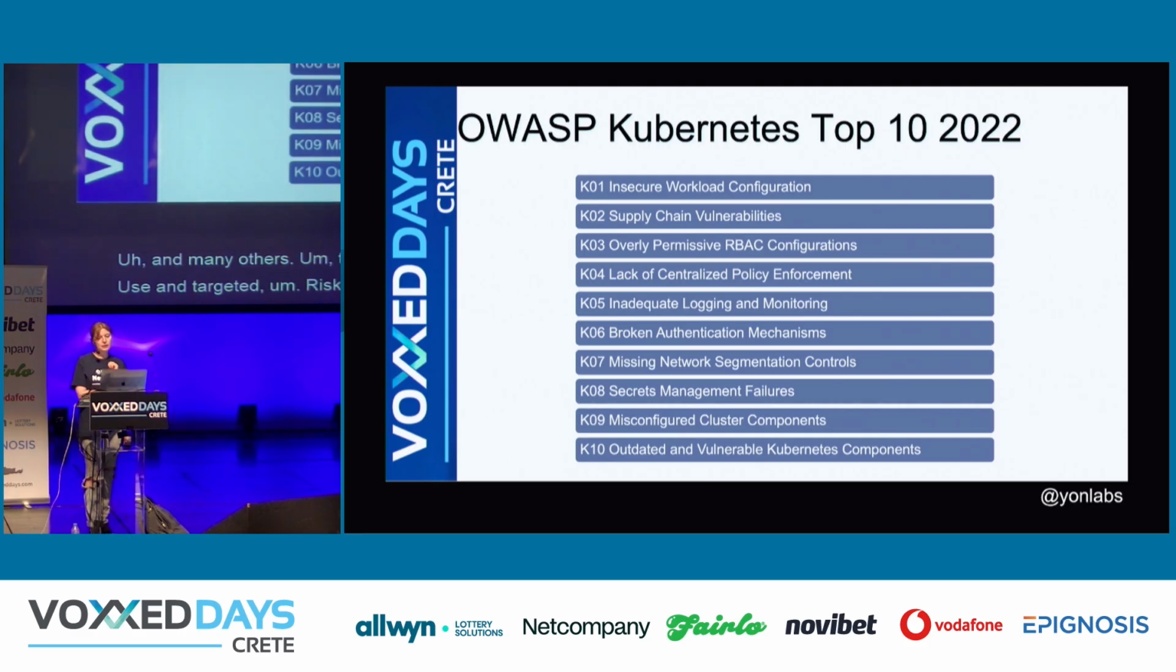Another important one is missing network segmentation controls. I've already mentioned this guarantee of Kubernetes that each pod can communicate with another pod in the cluster. So basically, it means that if you have different workloads deployed into the same cluster, like different applications, you need to provide segmentation between them yourself.